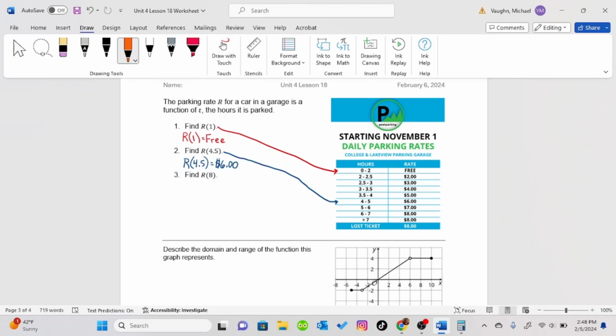And number 3, find R of 8. 8 is 8 hours. That would fall under the category of greater than 7 hours. And the output is $8. So R of 8 equals $8.